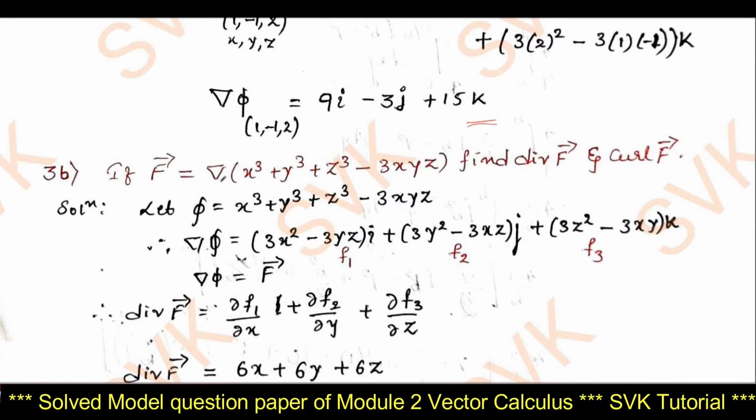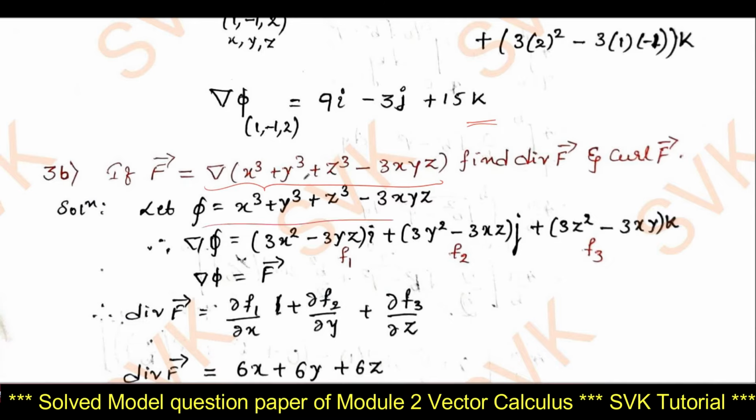What they have given is a vector function. You need to find grad phi here, del of phi. I will name this function as phi. That's why I have named it as phi. Find out grad phi.